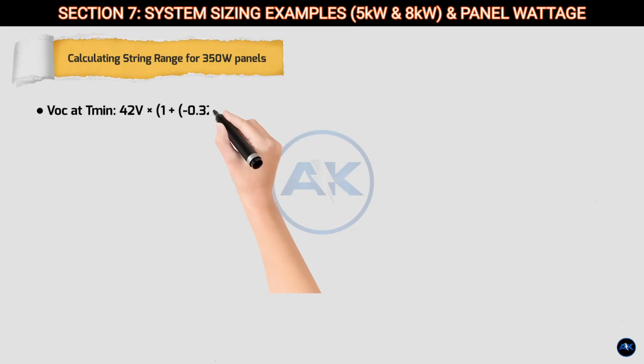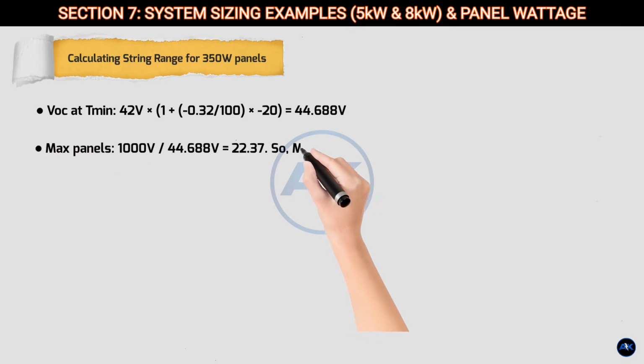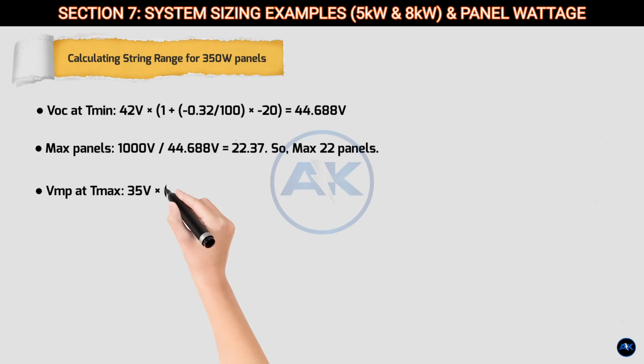VOC at Tmin 42 volts. 1 plus negative 0.32 divided by 100 times negative 20 equals 44.688 volts. Max panels: 1000 volts divided by 44.688 volts equals 22.37. So max 22 panels. VMP at Tmax 35 volts.